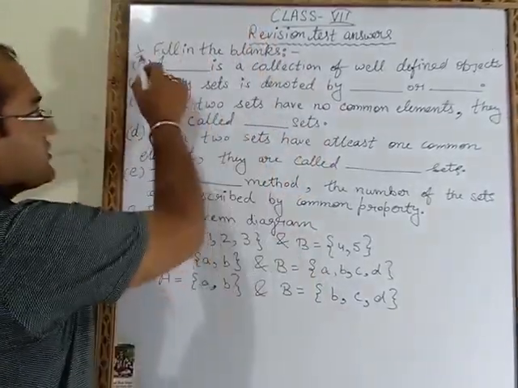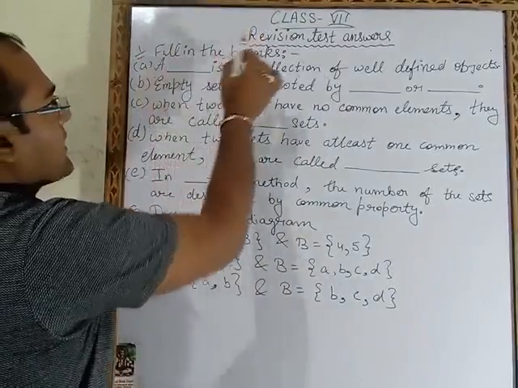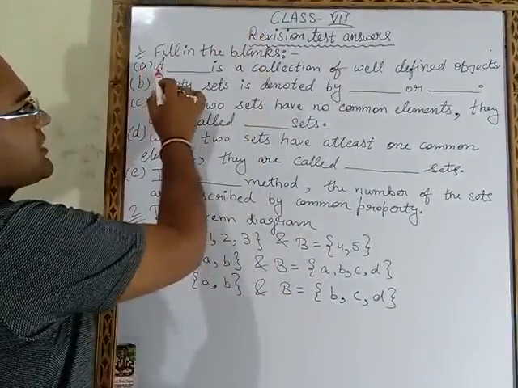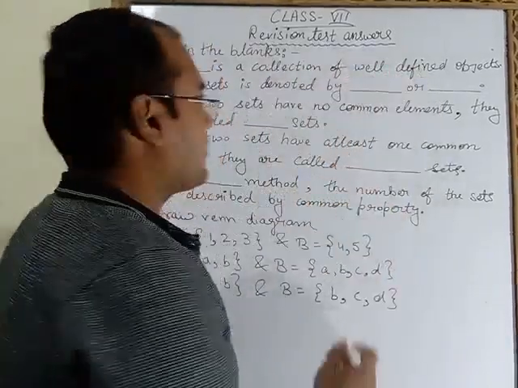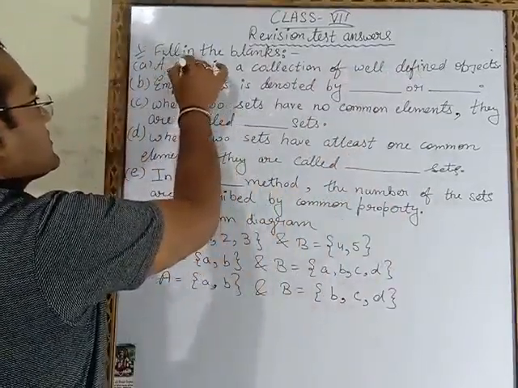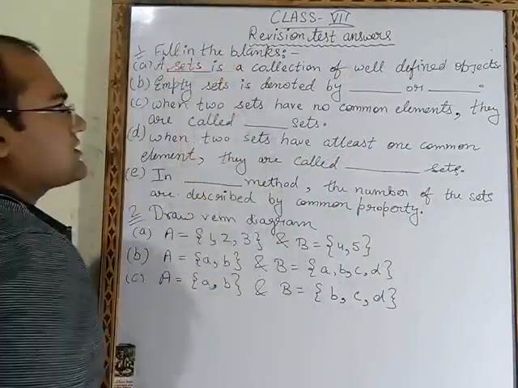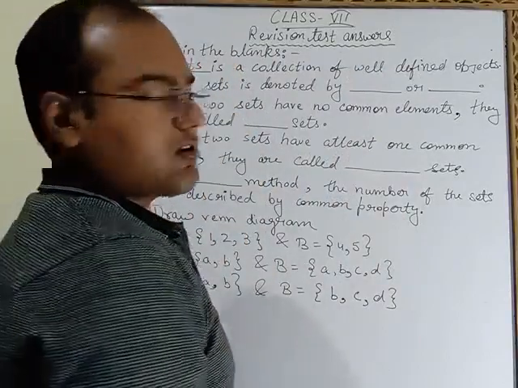What was the first question? Question first was fill in the blanks. First part: a dash is a collection of well-defined objects. So the answer of this part is sets. A set is a collection of well-defined objects.